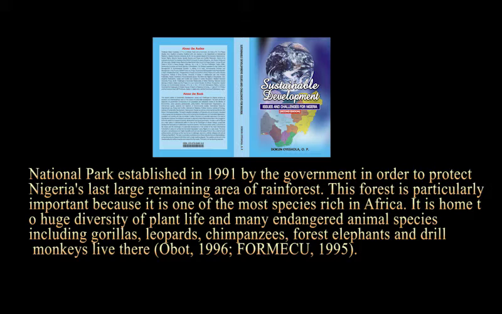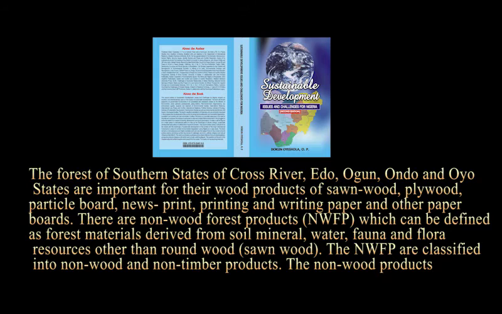Abbott, 1996. FORMECU, 1995. The forests of the southern states of Cross River, Edo, Ogun, Ondo and Oyo are important for their wood products of sawn wood, plywood, particle board, newsprint, printing and writing paper and other paper boards. There are non-wood forest products, NWFP, which can be defined as forest materials derived from soil mineral, water, fauna and flora resources other than roundwood and sawn wood. The NWFP are classified into non-wood and non-timber products.